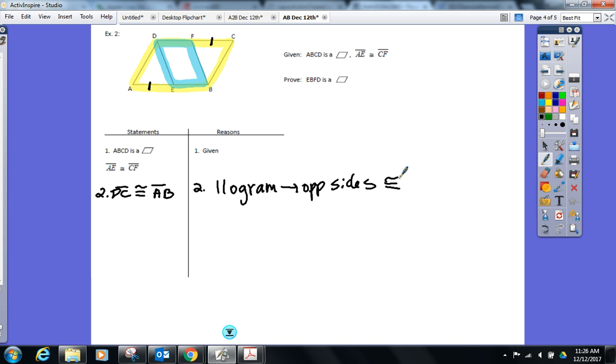Because remember, we got to talk sides in the blue one. Where's he going with that? He's going to subtract. Everyone see what he's going to subtract? He's going to take DC and subtract FC and set that equal to AB minus AE. Yep. Subtraction.